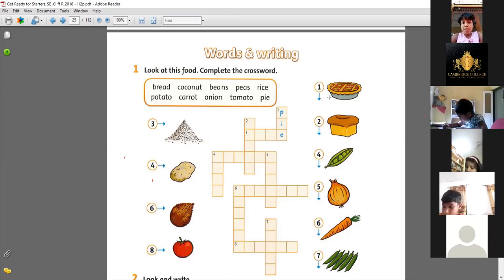Number one is a pie. You can see there's a pie. There are different kinds of flavors for this. Chicken pie, veggie pie. Likewise, you can see different kinds and you can taste it with different flavors. Right, first one has been done for you, P-I-E, pie. So you want to start from number two. What is number two? Bread. So you should write the word bread downwards. Bread. So write the word bread.